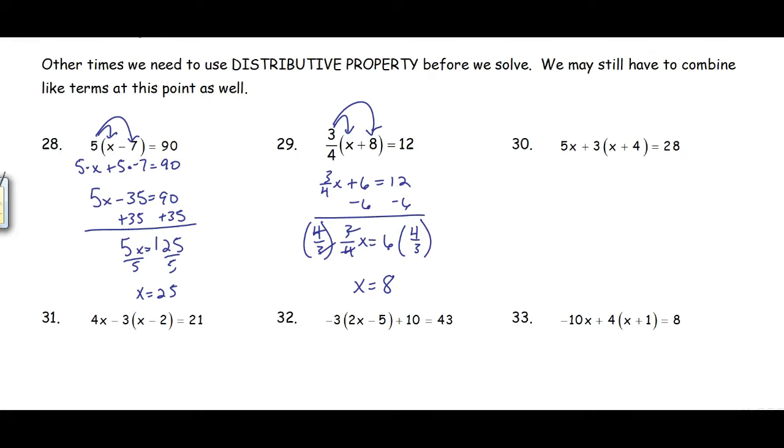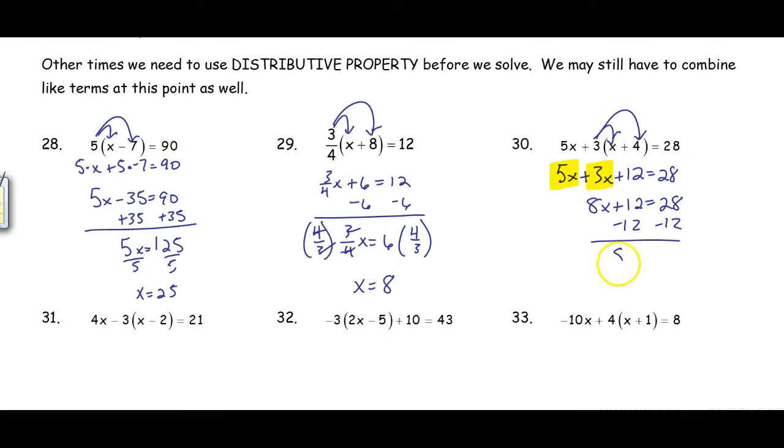Okay, number 30, we're going to go ahead and combine everything here together. So you've got to distribute first before you combine your like terms. So carry your 5x down. You have 3 times x, so plus 3x. 3 times 4 is plus 12, equals 28. Go ahead now, combine your like terms. 5x and positive 3x make 8x. Plus 12 equals 28. Now you can go ahead and start solving on your own. 8x equals 16. Divide, and x equals 2. Let's try one more before I let you venture out on your own here.